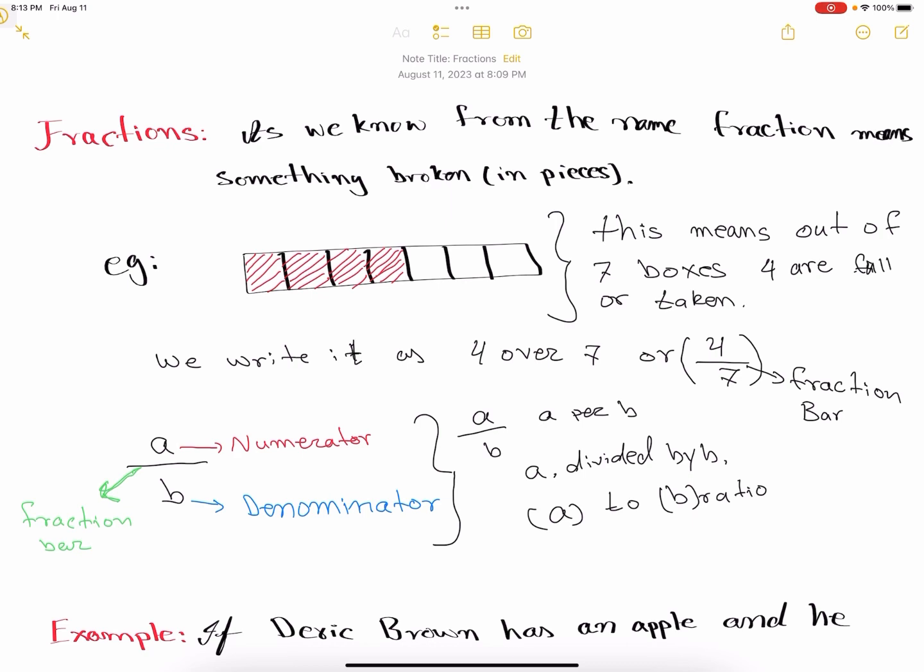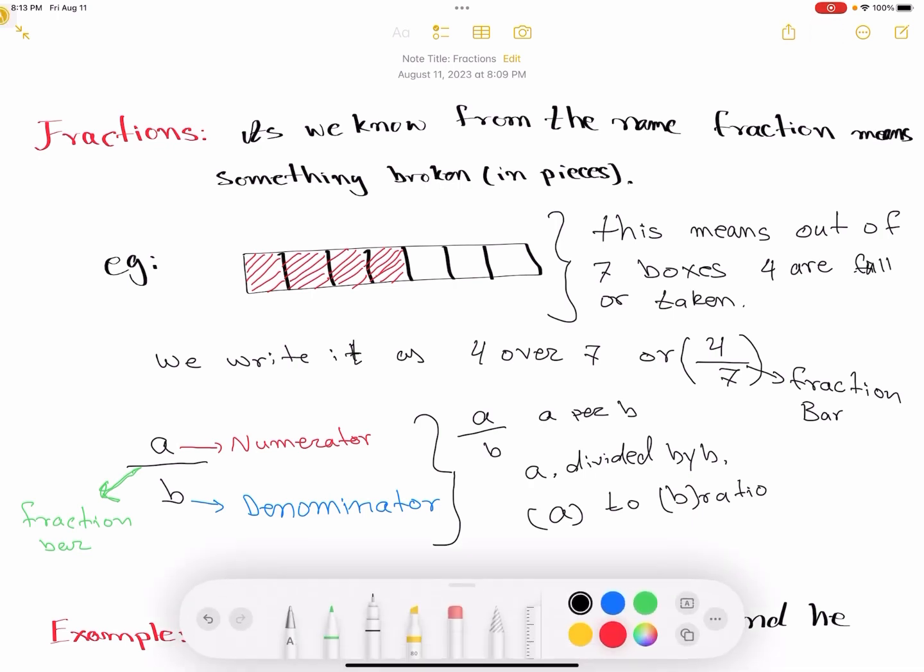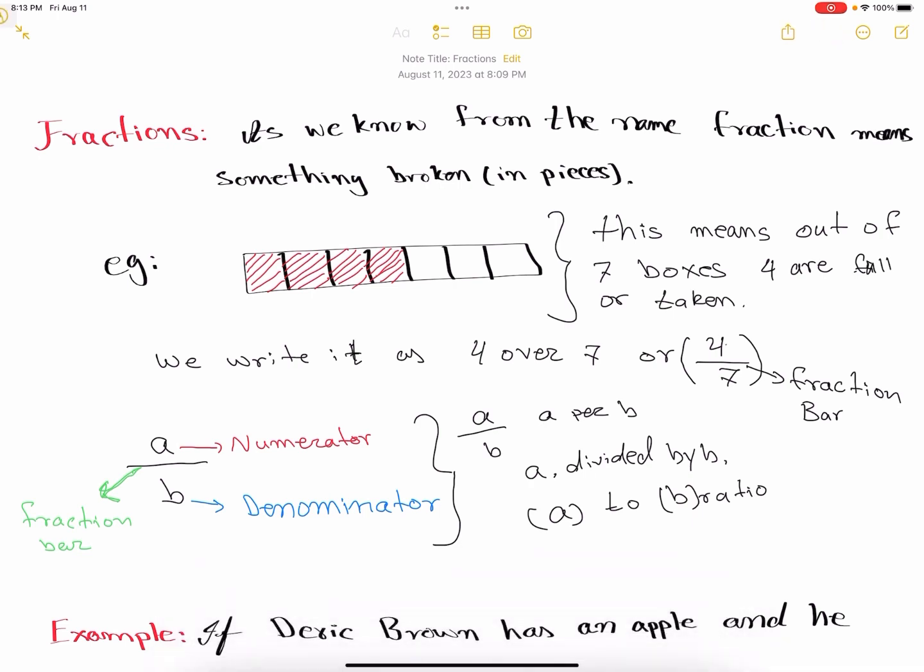And just to have a good example right now, we have 1 2 3 4 5 6 7 boxes here, 7 boxes actually. So we have 7 boxes and 4 of them are full. How do we represent that? That means we are taking 4 boxes out of 7, right? So we write it down as 4 over 7. So 4 over 7 means 4 are taken from 7.